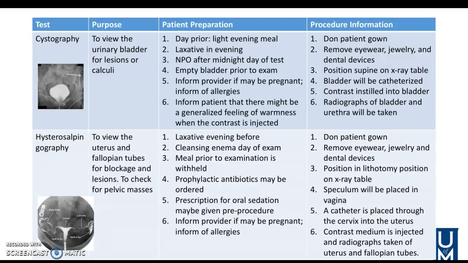For these patients, the patient may be placed in a lithotomy position on the x-ray table. The speculum is going to be placed in the vagina. A catheter is placed through the cervix into the uterus. And then the contrast media is injected into the uterus so that we can view the uterus and the fallopian tubes. For these patients, they're going to be given a laxative the evening before, a cleansing enema the day of the exam, no meals prior to the examination.